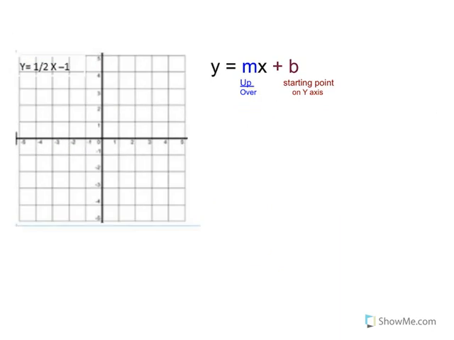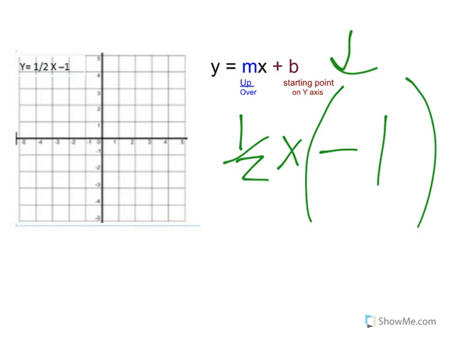Okay, one more to go. All right, so y equals mx plus b. What do I have in this case? 1/2 x minus 1. All right, so for my starting point, I'm going to cover my slope and just look at my y-intercept, and that's -1. So I'm going to find -1 on my y-axis. And again, that is the up and down line and not the across line.